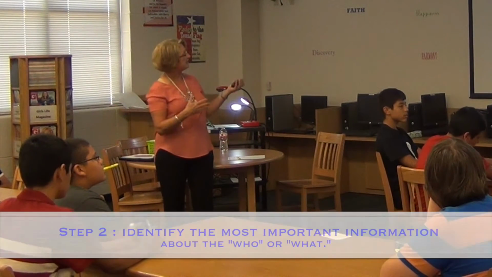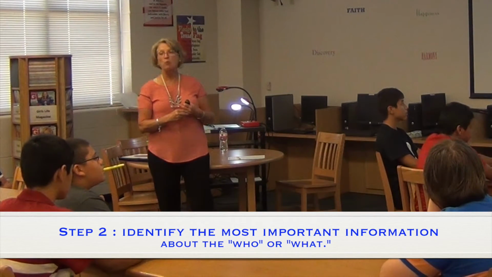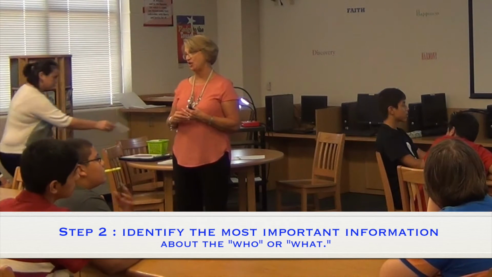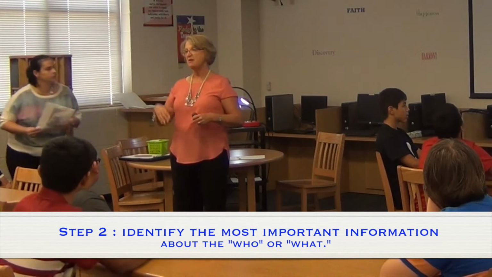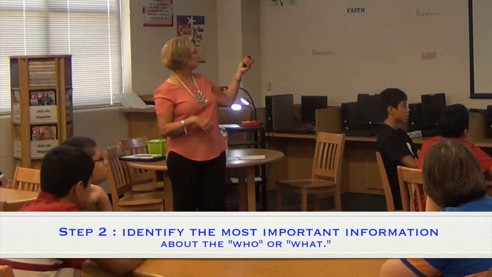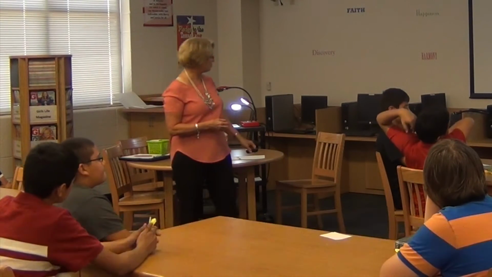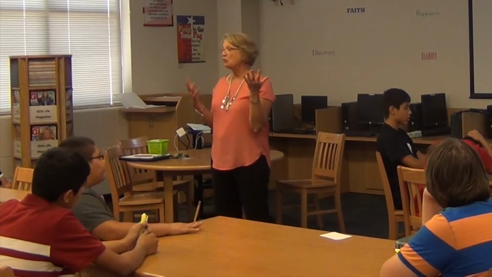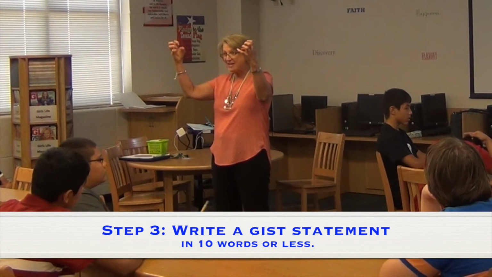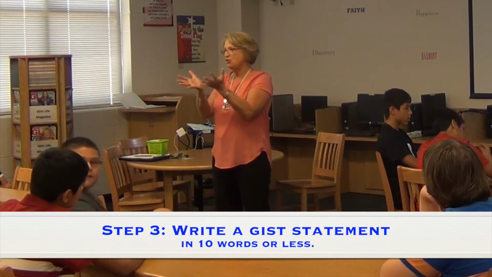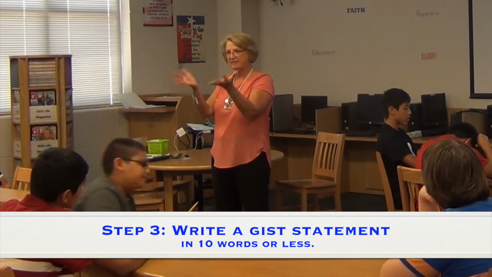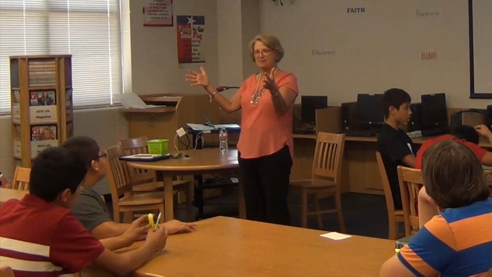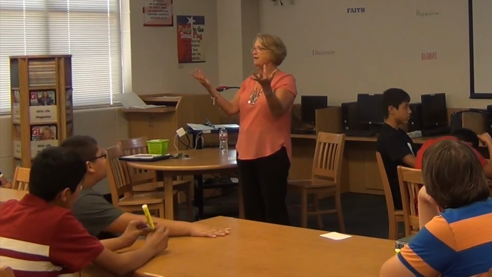The second step is to identify what is the most important information about the who or what. So we're going to name the who or what, and then we're going to name what is the most important information, and then the third step, actually the most fun step, is to see if we can get all that information down into 10 words, to write a gist in 10 words or less. And you can use your 10 fingers to do that. You've got 10 fingers, and you can make up a sentence with 10 words, so you can use your fingers to make sure you're getting it into 10 words or less.